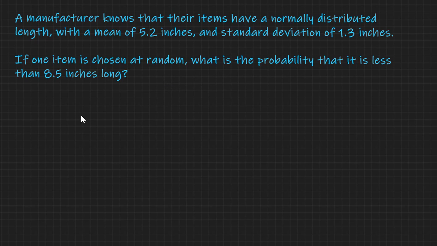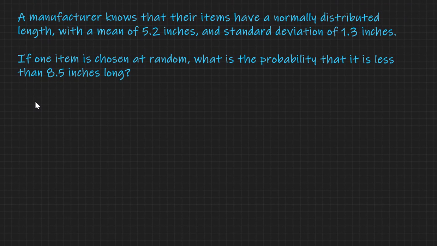We're going to start by listing our variables, extracting them from the problem definition. So we have our mean is 5.2 inches. We have a standard deviation of 1.3 inches. And we have an x of 8.5 inches. And we're looking for the probability that x is less than 8.5 inches. So it's not really that our x equals 8.5, but that's the boundary line of x that we're using. And if we sketch this, it would look like this.